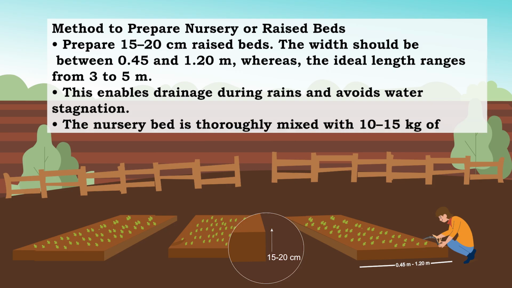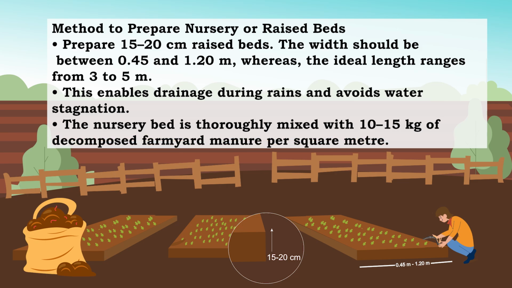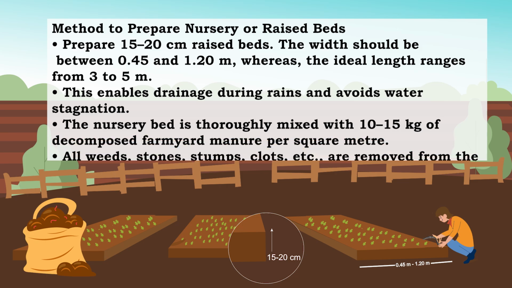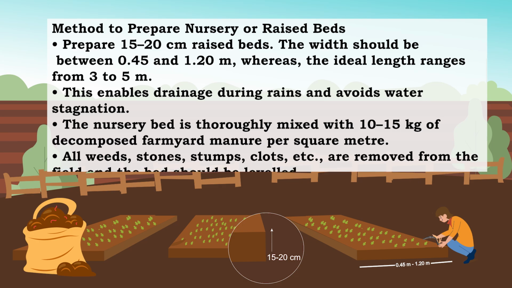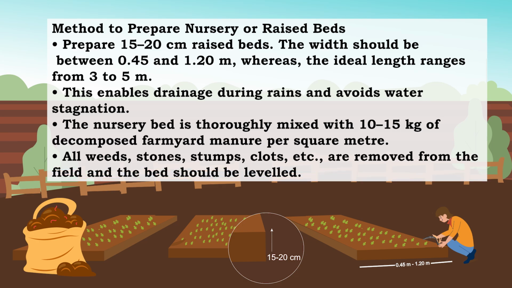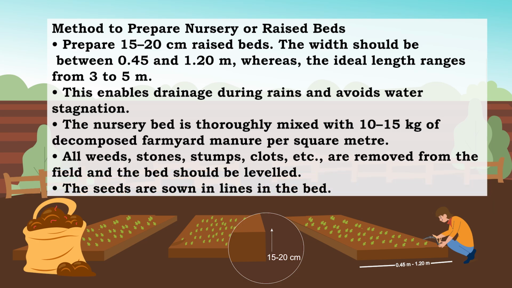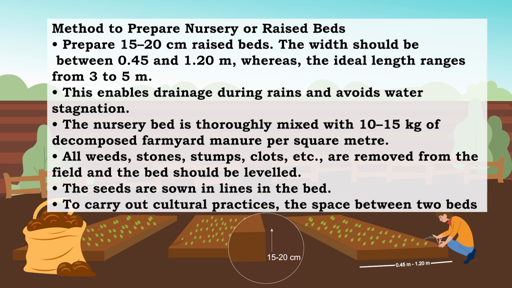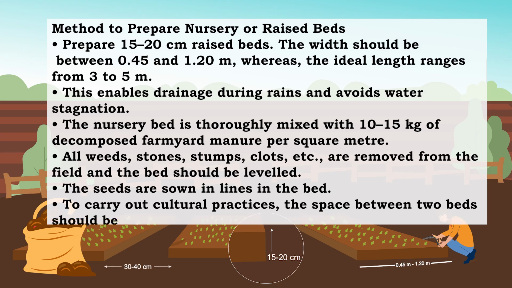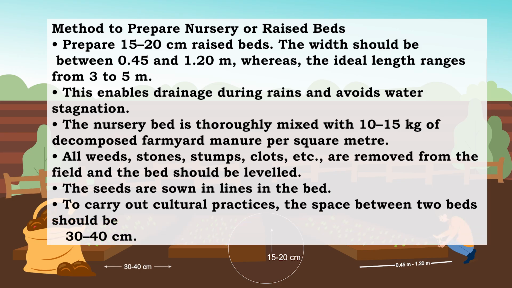The nursery bed is thoroughly mixed with 10 to 15 kg of decomposed farmyard manure per square meter. All weeds, stones, stumps, clods, etc. are removed from the field and the bed should be leveled. The seeds are sown in line in the bed. To carry out cultural practices, the space between two beds should be 30 to 40 centimeter.